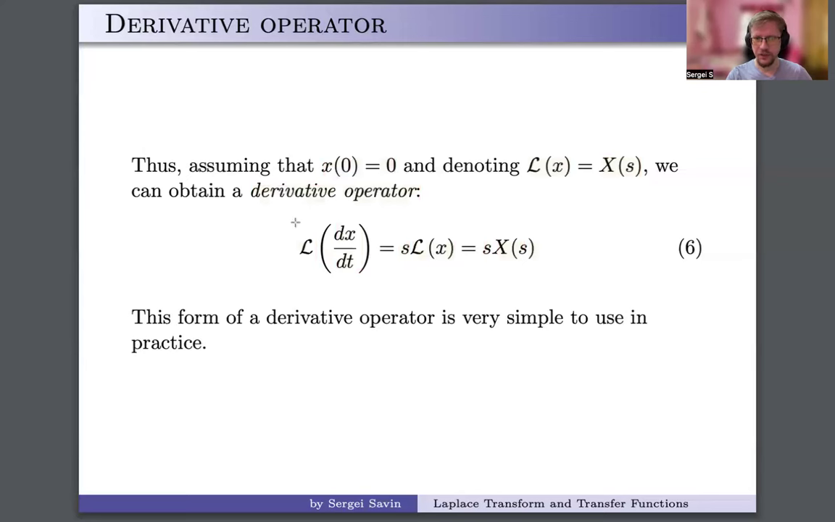So to make it simpler, we say if you have a derivative, it is the same as multiplying s by the image of the function. Without the derivative, the image of the function would be x. With the derivative, it is s times x. Let me write it down for you. Laplace transform of x will be equal to x of s. Laplace transform of dx dt is equal to s times x of s. Any questions about this?